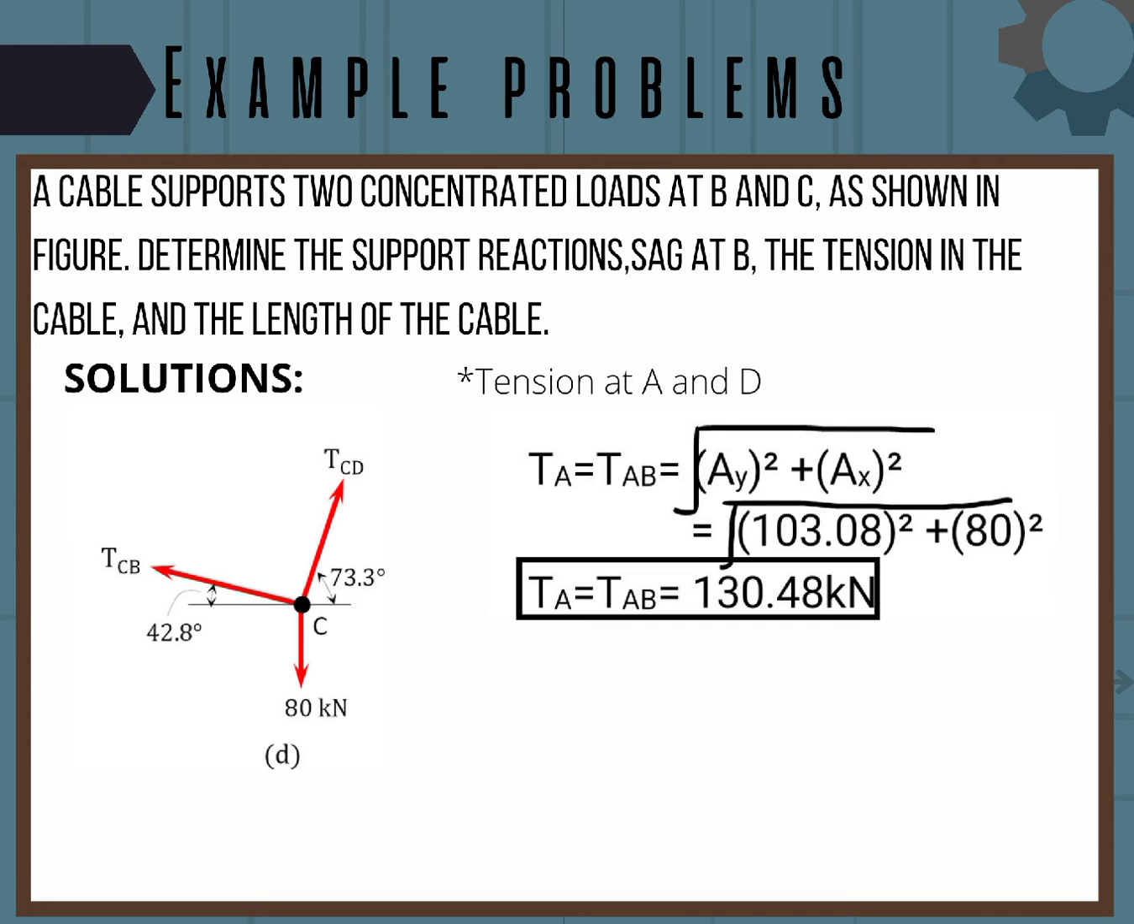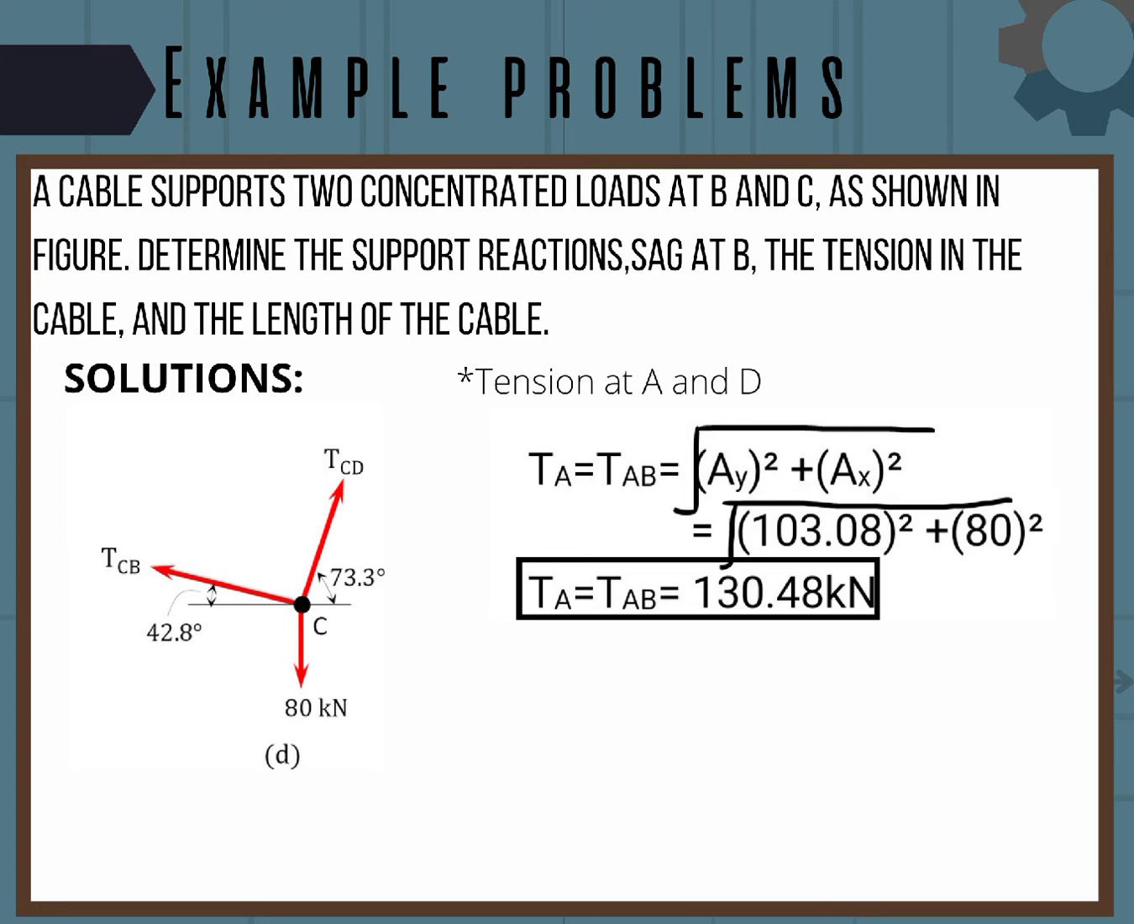Since we have solved all the support reactions, we must now solve the tension at A and D. Tension A is equal to tension AB is equal to square root of Ay squared plus Ax squared, is equal to square root of, substituting the value of Ay, 103.08 squared plus substituting the value of Ax, 80 squared.